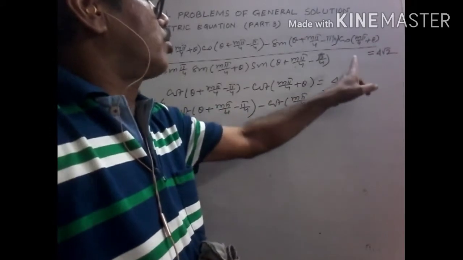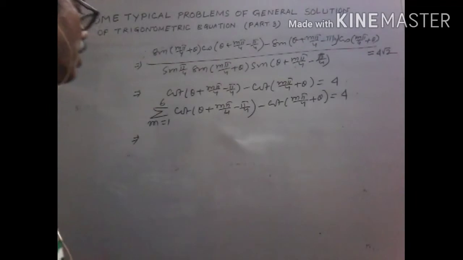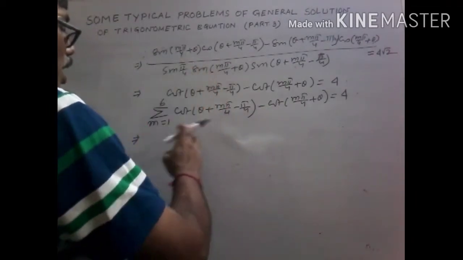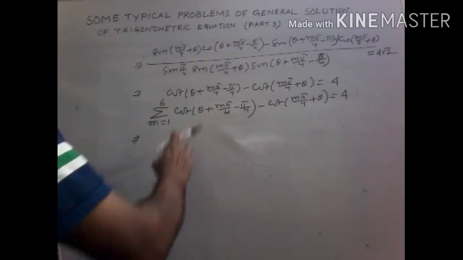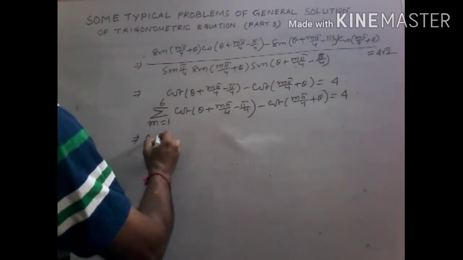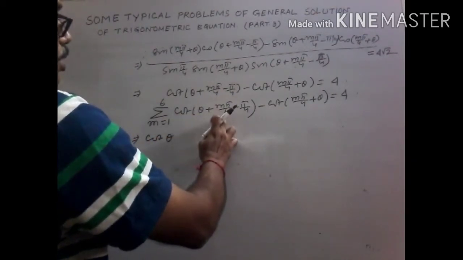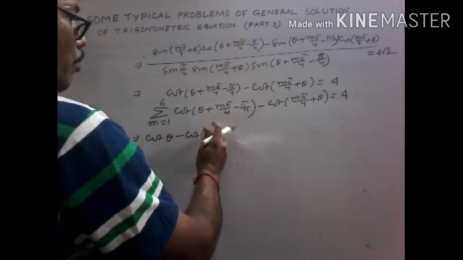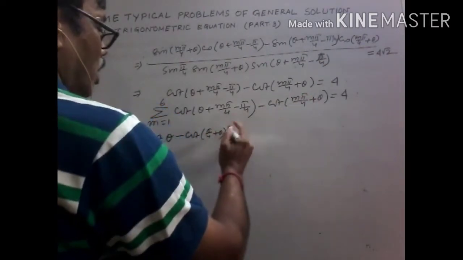So this is what we are considering without summation. With summation this is considered as 4. If we put m equals 1, 2, 3 up to 6 and simplify, we get only 2 terms. What are the terms? Look, if we put m equals 1, we get cot θ minus cot(mπ/4 + θ).